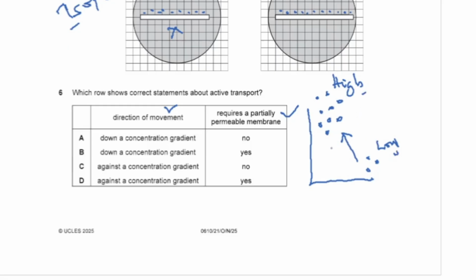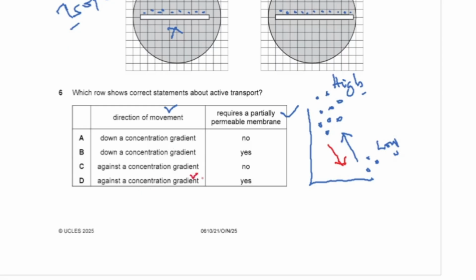If it were moving from where they are in high concentration to where they are in low concentration, in other words, moving from the high region to the low region, that would be diffusion. So the red represents diffusion, but the blue represents active transport. So let's pick it up in our answers to see. Moving down a concentration gradient, that is not correct. Let's find the one that says against a concentration gradient. So C and D are correct, but active transport requires a partially permeable membrane. So that's why the correct answer would be option D.